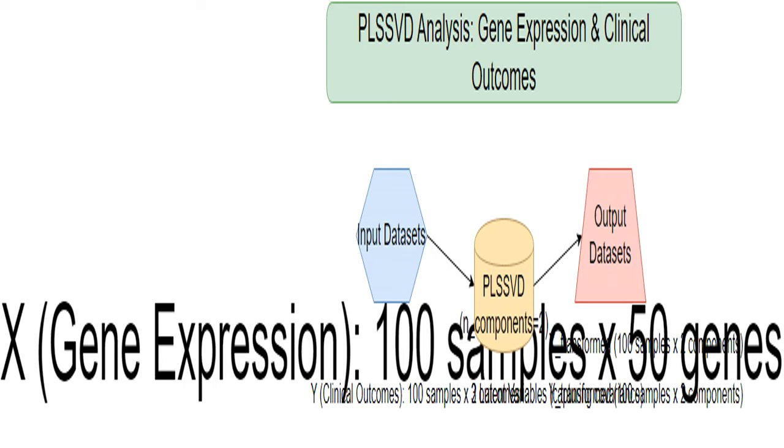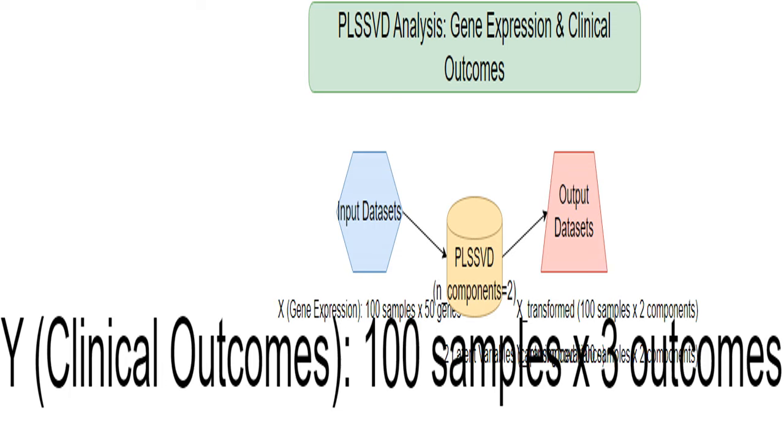This is just clarifying the shape of the X dataset, 100 rows, samples or patients, and 50 columns, genes. Similarly, this specifies the shape of the Y dataset. There are 100 patients and 3 different clinical outcomes measured for each.